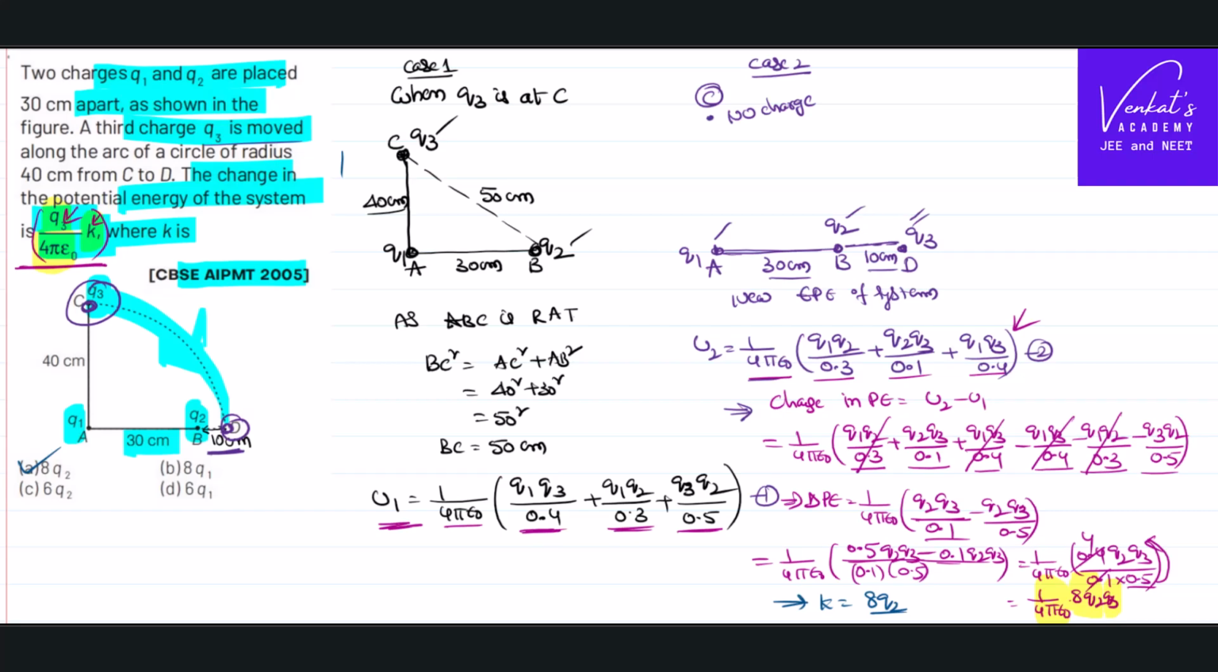So this is how I have to solve the problem. It's a simple problem, but this problem has to be done very carefully without messing up the positive signs and negative signs. That's a very important thing that you need to follow.